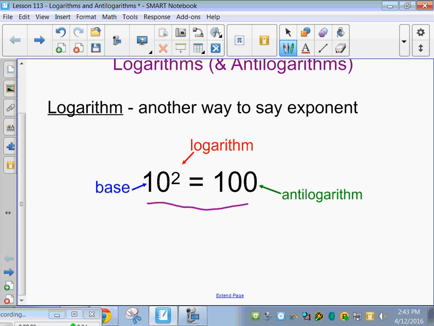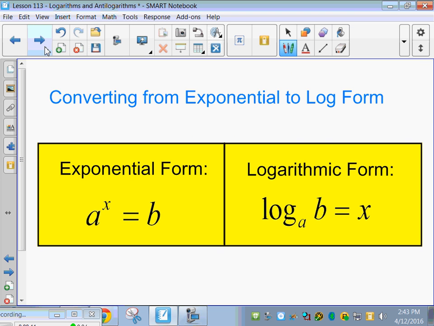10 squared equals 100. So 10 is the base of the exponent, and 2 is the exponent. When we put it in log form, it's also going to be the answer to the logarithm. And then 100 is the antilogarithm. So we want to be able to go back and forth from exponential to log and log to exponential.